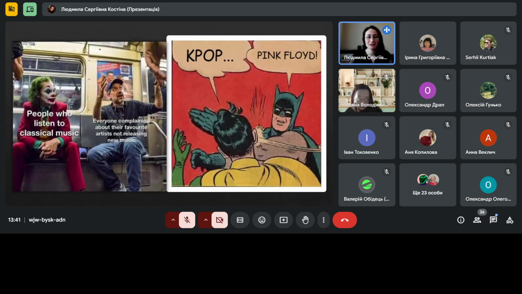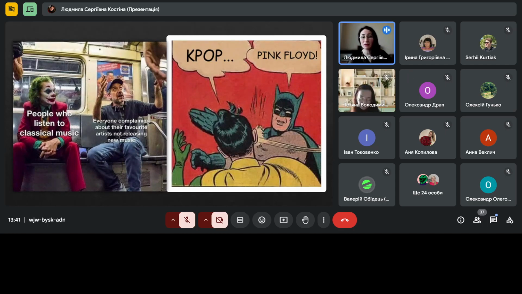Well, another portion of memes. So they are connected with cinematography. So Joker, people who listen to classical music. So he embodies the people who listen to classical music. And the person next to him is everyone who complains about their favorite artist not releasing new music. So there's a difference between them. Well, if you caught the main idea, then good for you.